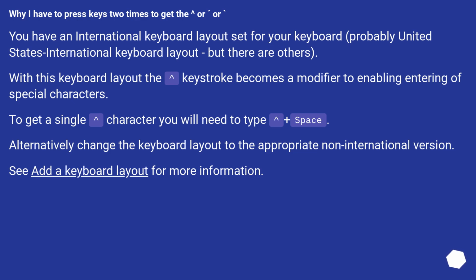Why do I have to press keys 2 times to get the symbol? You have an international keyboard layout set for your keyboard, probably United States International Keyboard Layout, but there are others. With this keyboard layout, the keystroke becomes a modifier enabling entering of special characters. To get a single character you will need to type the key plus space. Alternatively, change the keyboard layout to the appropriate non-international version. See the article on changing a keyboard layout for more information.